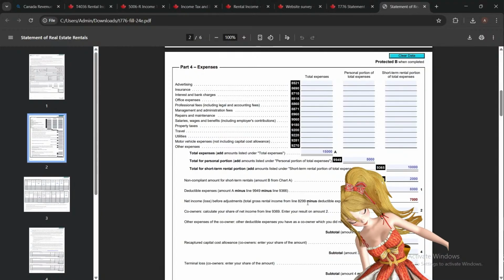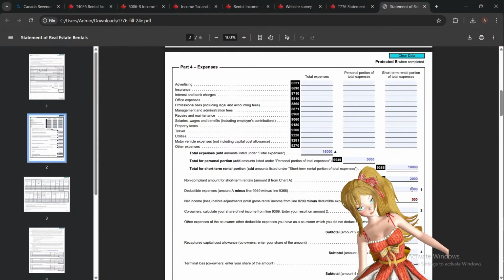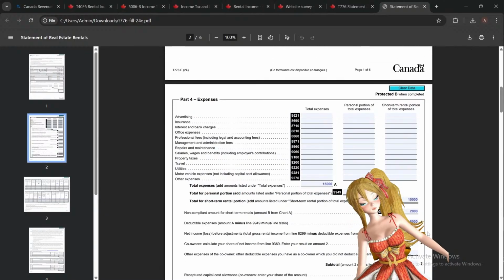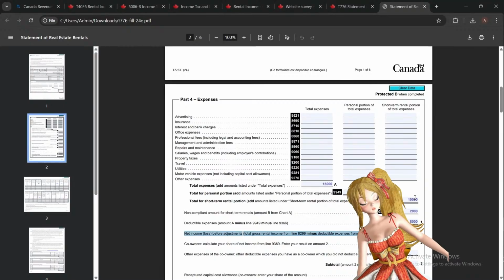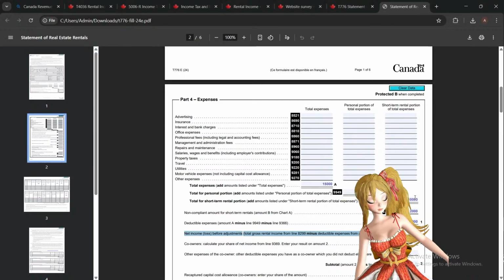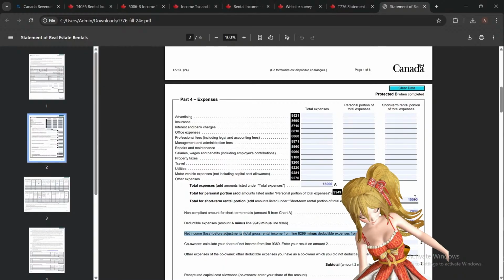7,000 minus 8,000. Oh no, it's still minus 1,000. Okay, so I underpriced my property by 1,000. So net income just means how much I underpriced my property by. So last year I underpriced the property by $300 per year.